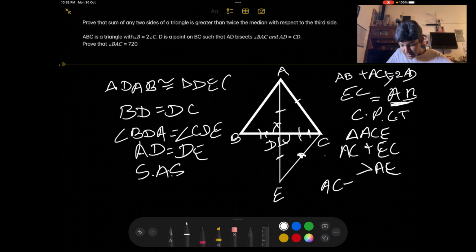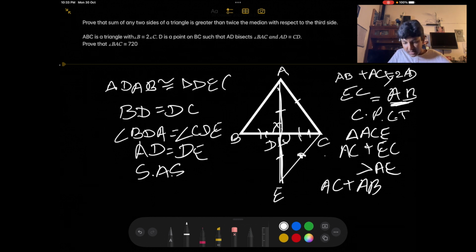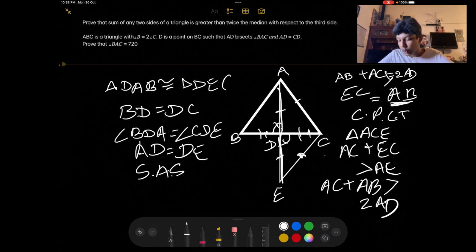So AC plus AB, and what is AE? It's essentially just AD plus DE, and these two were equal. So we can say that AE is AD plus DE, and because DE and AD are equal, we can say that AE is AD plus AD, and AD plus AD is equal to 2AD. So what we have shown, we have proved that AC plus AB is greater than 2AD.